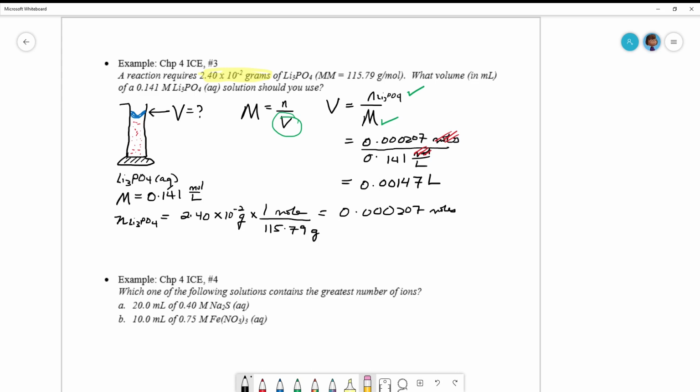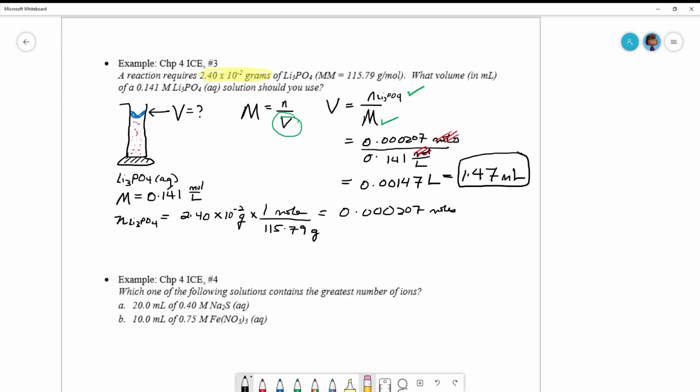But the problem doesn't want us to solve for our answer in liters, it wants milliliters. And so converting to milliliters, we multiply by 1,000, we're going to end up with 1.47 milliliters is the amount of solution we need to use.